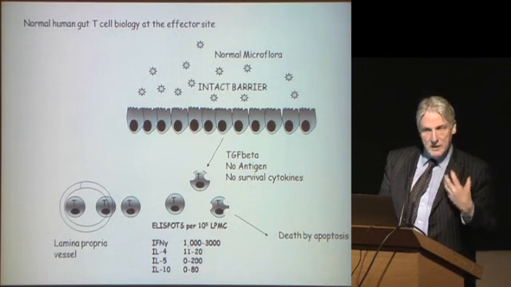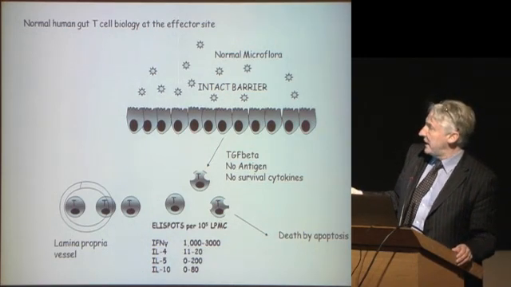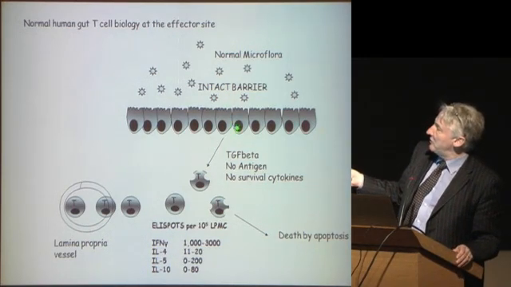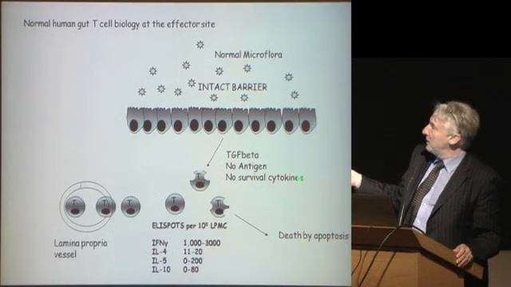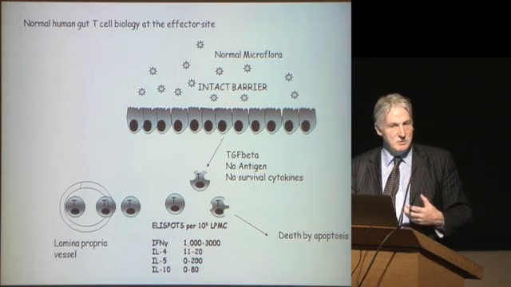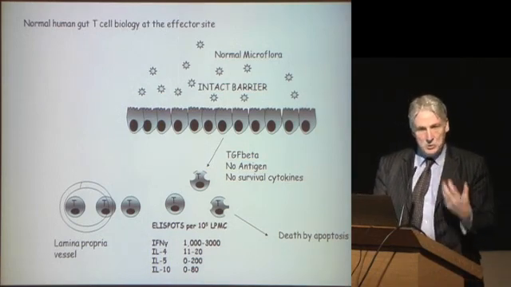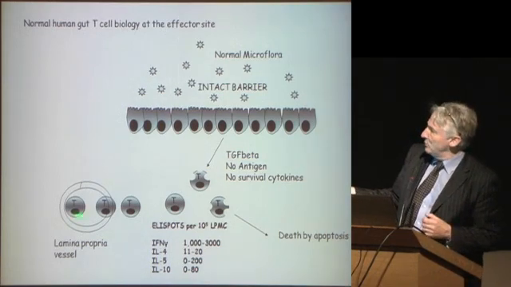They die, they turn over very rapidly. They probably live for no more than a day. And things like TGF-beta coming across can switch these cells off, and there's no antigen. And important, there's no survival cytokines. There's no IL-17, there's no IL-15, there's no IL-12, there's nothing in here. So these cells are moving along and dying.